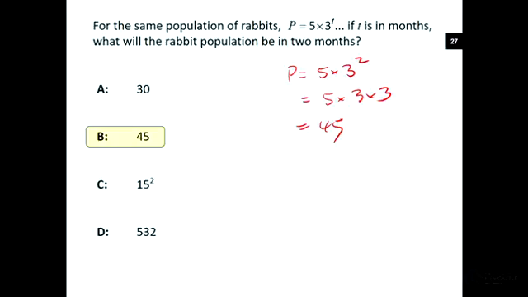Chuck in. Just be careful of stuff like, if that said, what will be the rabbit population in 1 year? Don't chuck in t equals 1. Just be careful of the units. The equation was defined as t's in months. So if it's going to ask after a year, make sure you chuck in t equals 12 months. Okay? So just be careful on that. The formula, the t could be months, years, seconds, whatever. But it'll say it. Okay? So if you're asked to sub something in, just check.